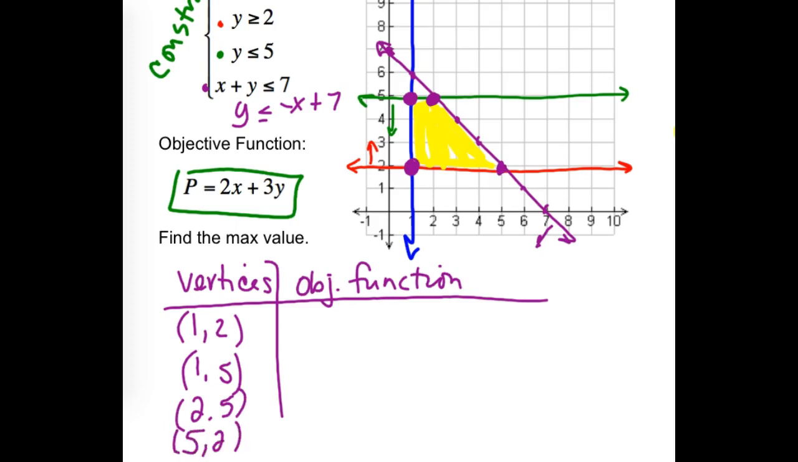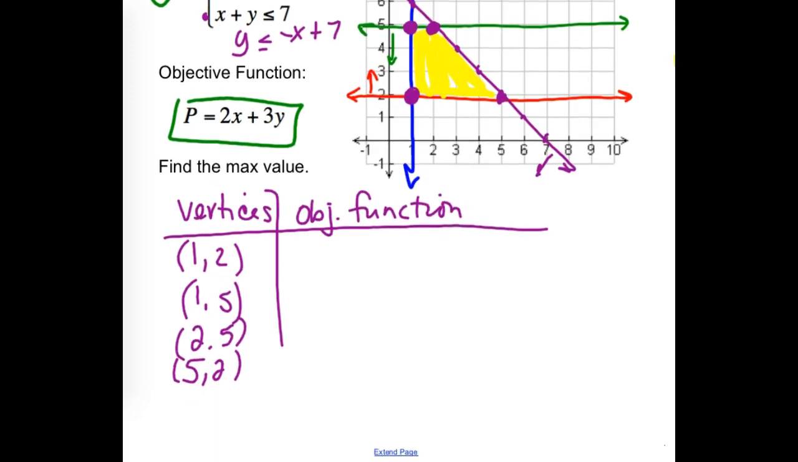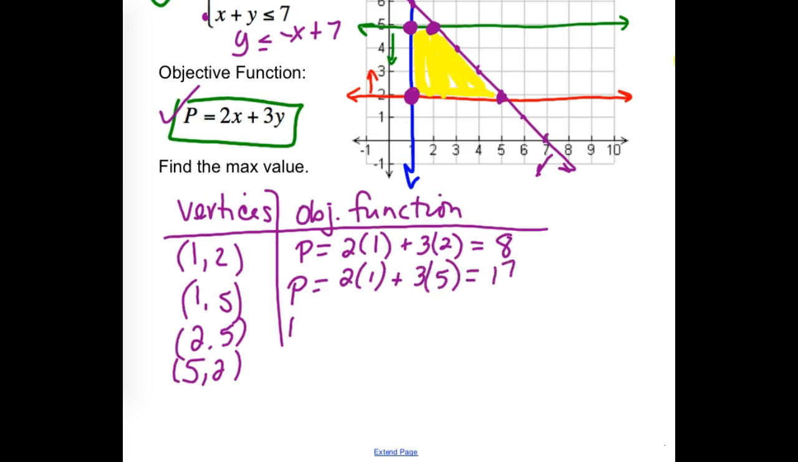Okay. So for each vertex now, we have to plug them into this objective function and see what value we get. Okay? So P equals 2 times my x coordinate, which was a 1, plus 3 times my y coordinate, which was a 2. What do we end up with? 8? Okay. Next point. We have 2 times 1 plus 3 times 5. Okay. Next vertex. We have 2 times 2 plus 3 times 5. And our last one, we have 2 times 5 and 3 times 2.